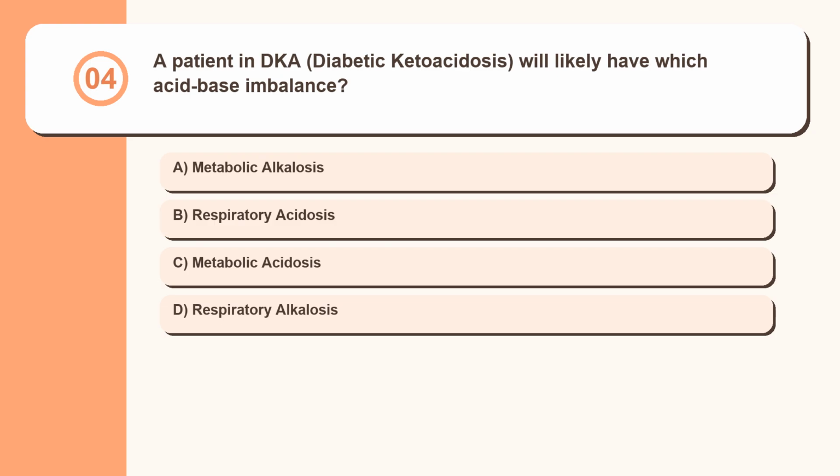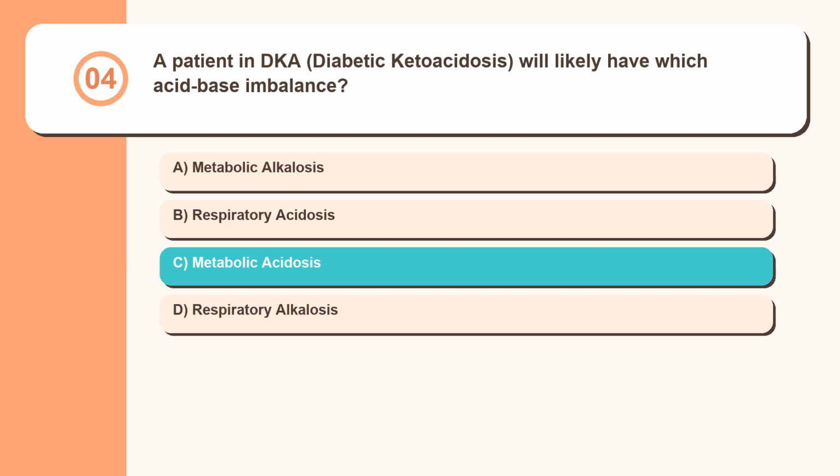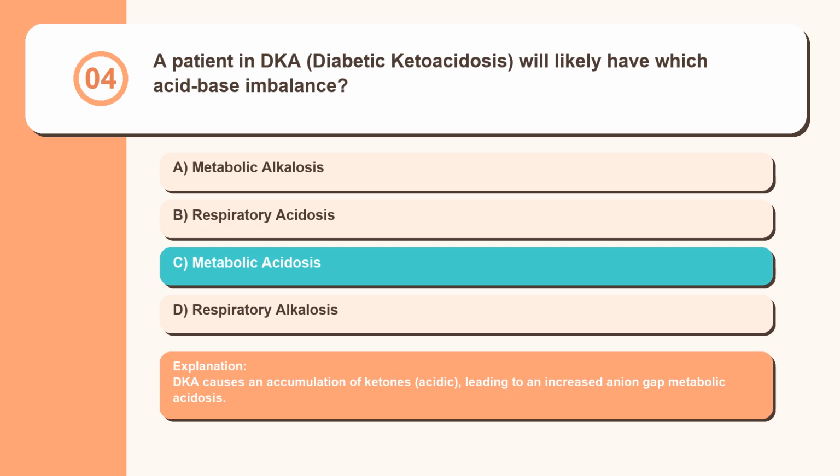Question 4. A patient in DKA, diabetic ketoacidosis, will likely have which acid-base imbalance? Metabolic alkalosis, respiratory acidosis, metabolic acidosis, respiratory alkalosis. DKA causes an accumulation of ketones, which are acidic, leading to an increased anion gap metabolic acidosis.